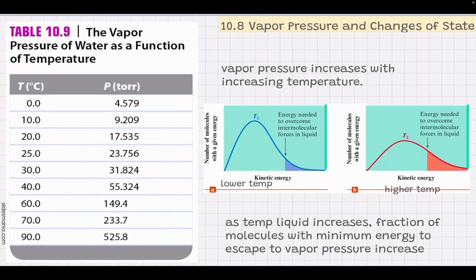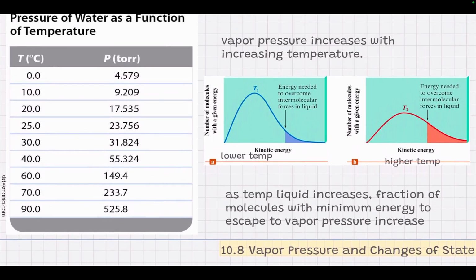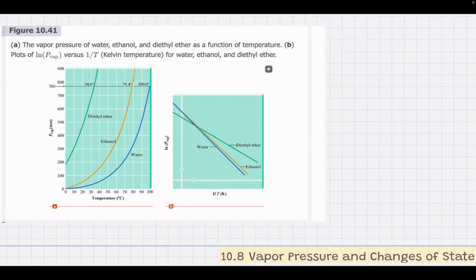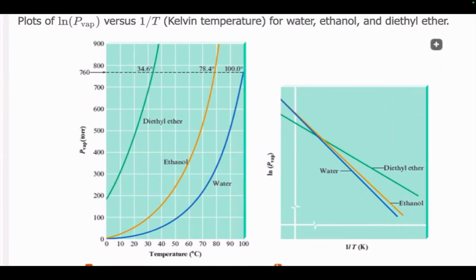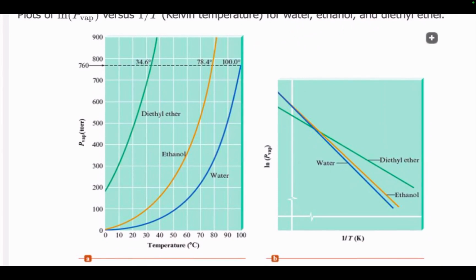This is just showing you the vapor pressure as a function of temperature. So as temperature increases, more particles are going to have enough energy to become vapor particles, and therefore the pressure would increase. This is trying to show you how the vapor pressure of 3 different liquids varies with temperature.